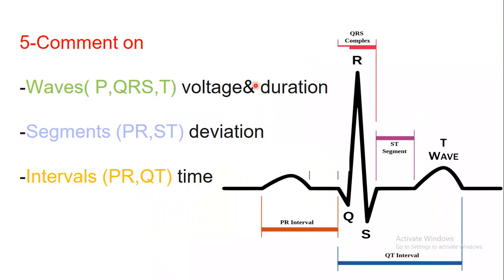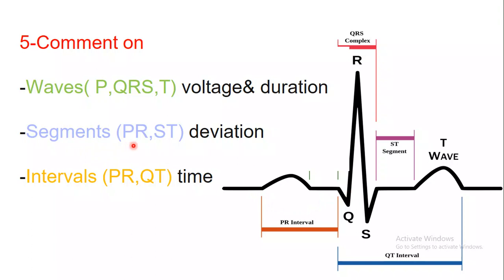Then we comment on the waves of the ECG, which is the main core of ECG reading. We have the P wave of atrial depolarization, the QRS complex of ventricular depolarization, and the T wave of ventricular repolarization. So where is the atrial repolarization? The wave of atrial repolarization is hidden within the QRS complex, and it is of low voltage, so it is negligible and not seen.